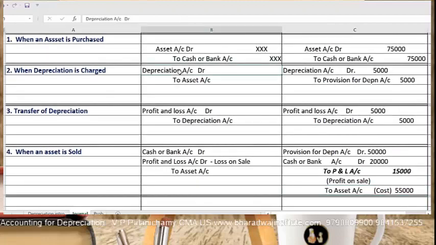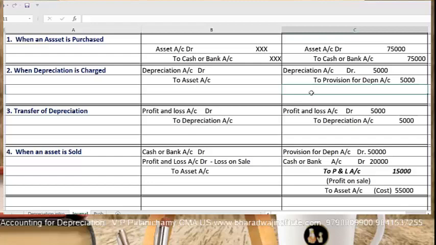Simple. So far we were charging depreciation directly to the asset. Now we will take it to a separate account called the provision for depreciation account. So when depreciation is not recorded in the asset, it goes to a separate account. So the asset will appear at cost price.